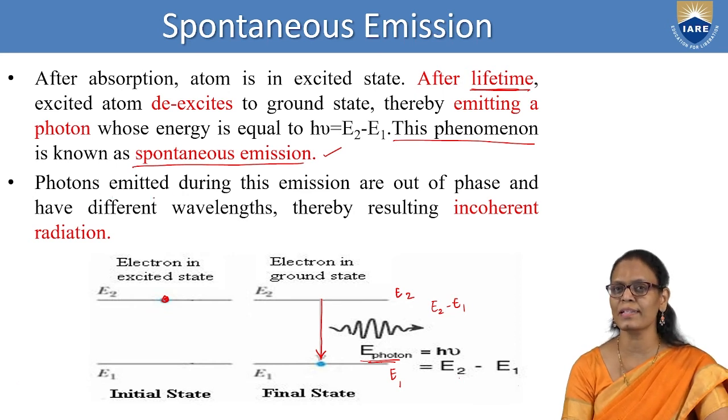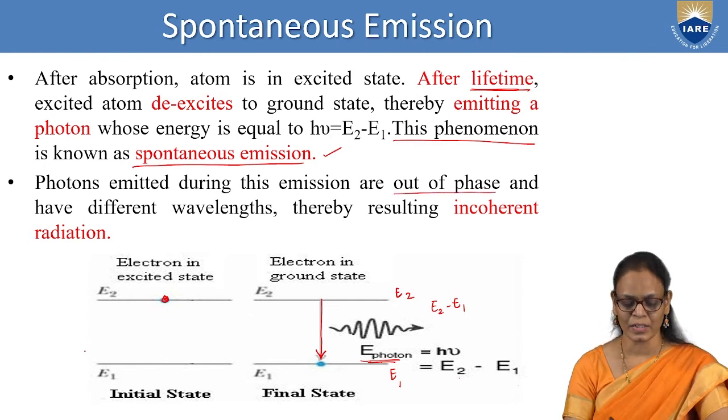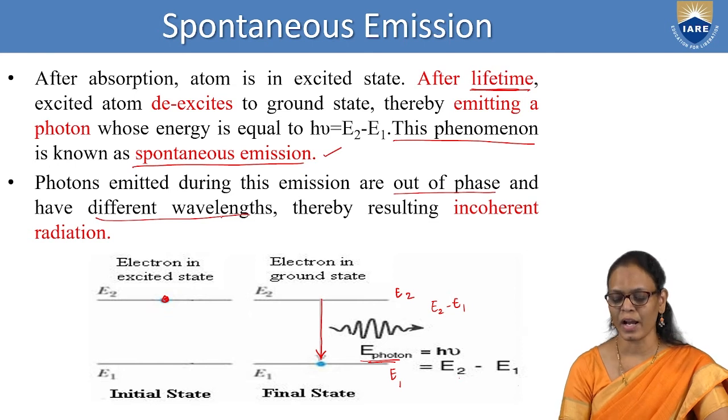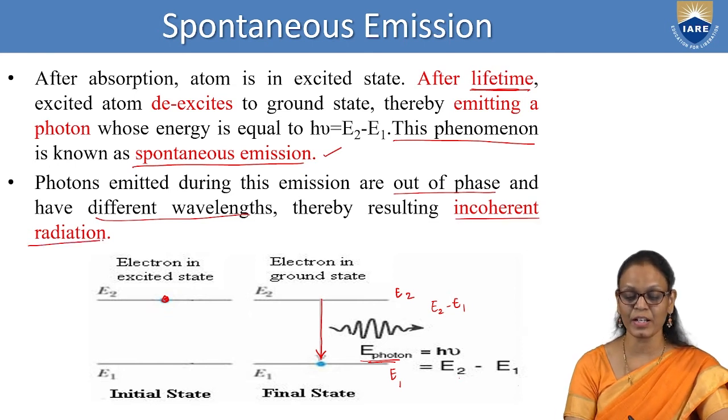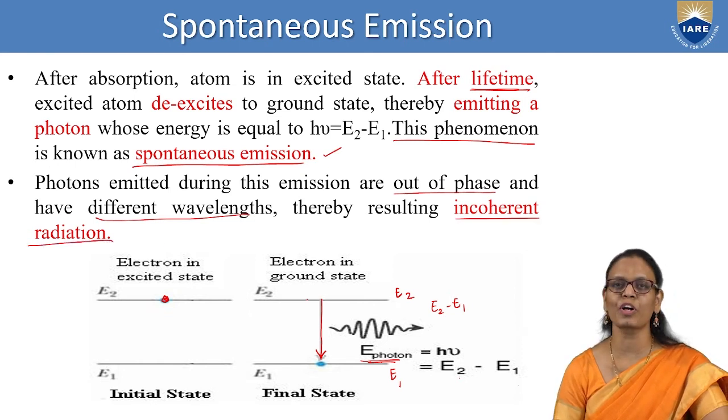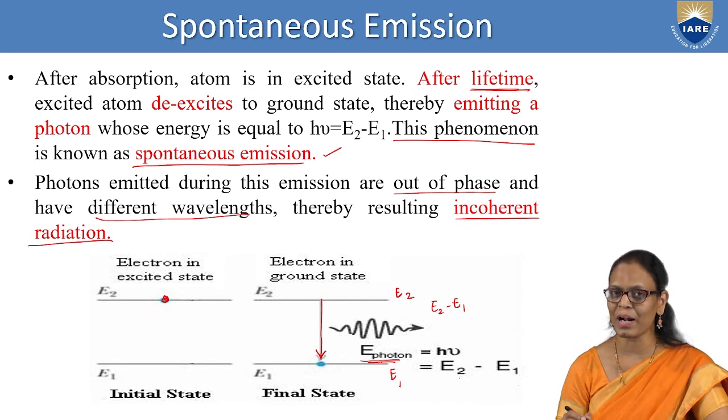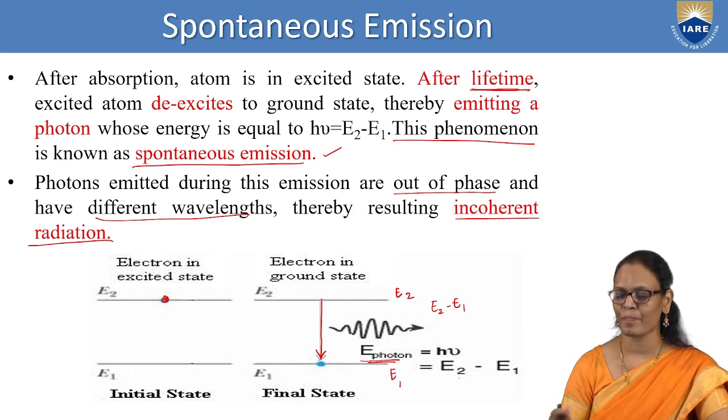So the photons that are emitted during this emission are out of phase. They are occurring naturally and they have different wavelengths and they are incoherent radiation. So whenever this spontaneous emission occurs, there is emission of light, but whatever light is emitted is incoherent. It is not in phase because it is occurring naturally, and also it is out of phase.